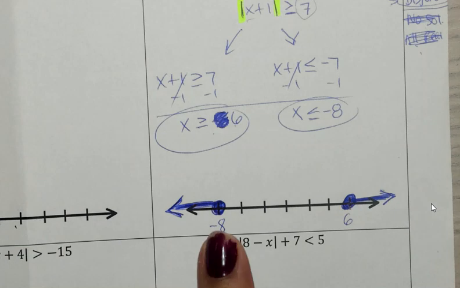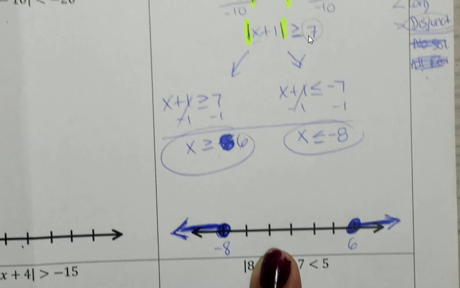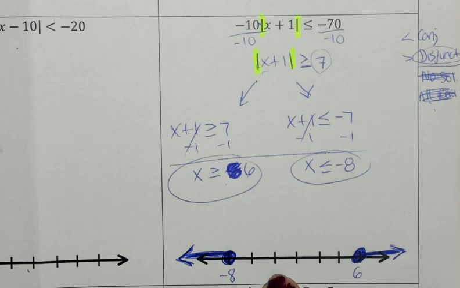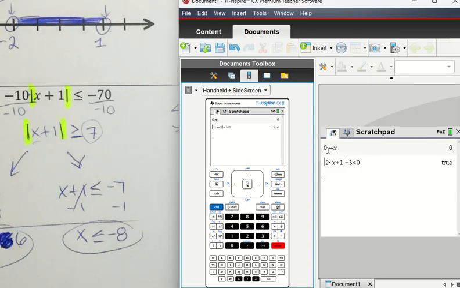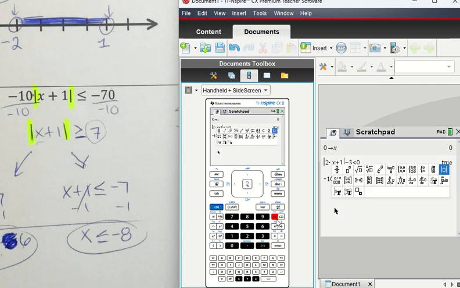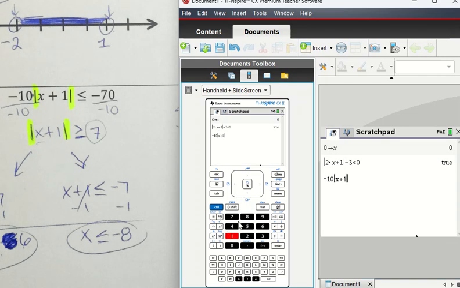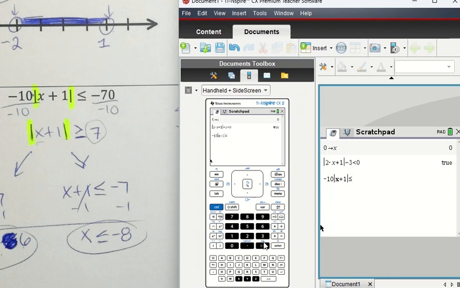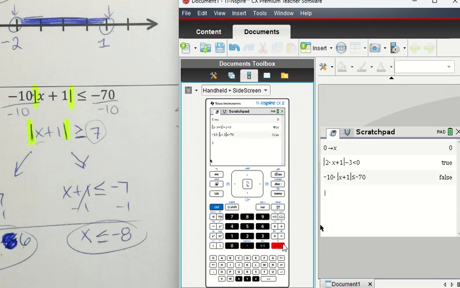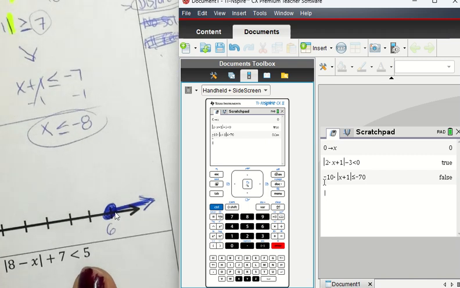For example, if I use the 0 here, the 0 is in between, which means it should not be a solution. I'm going to type this in the calculator just to confirm that when x is 0, this is not true. Negative 10, absolute value of x plus 1, less than or equal to negative 70. So that's false.